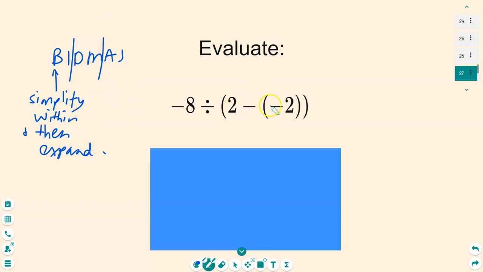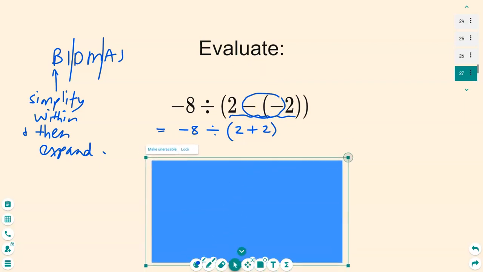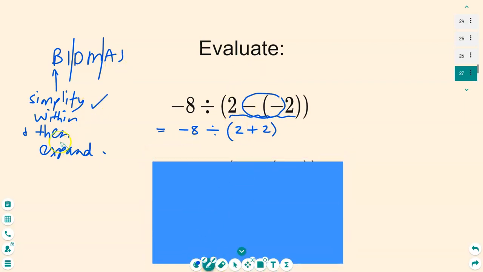First thing, let's simplify within. -8, so we're just keeping the rest the same. Remember, when we're adding and subtracting integers, the signs are the same, means add. So I'm just going to rewrite that and make my life a little bit simpler. -8 divided by 2 plus 2. Let's simplify within the brackets further. -8 divided by 2 plus 2 is 4.